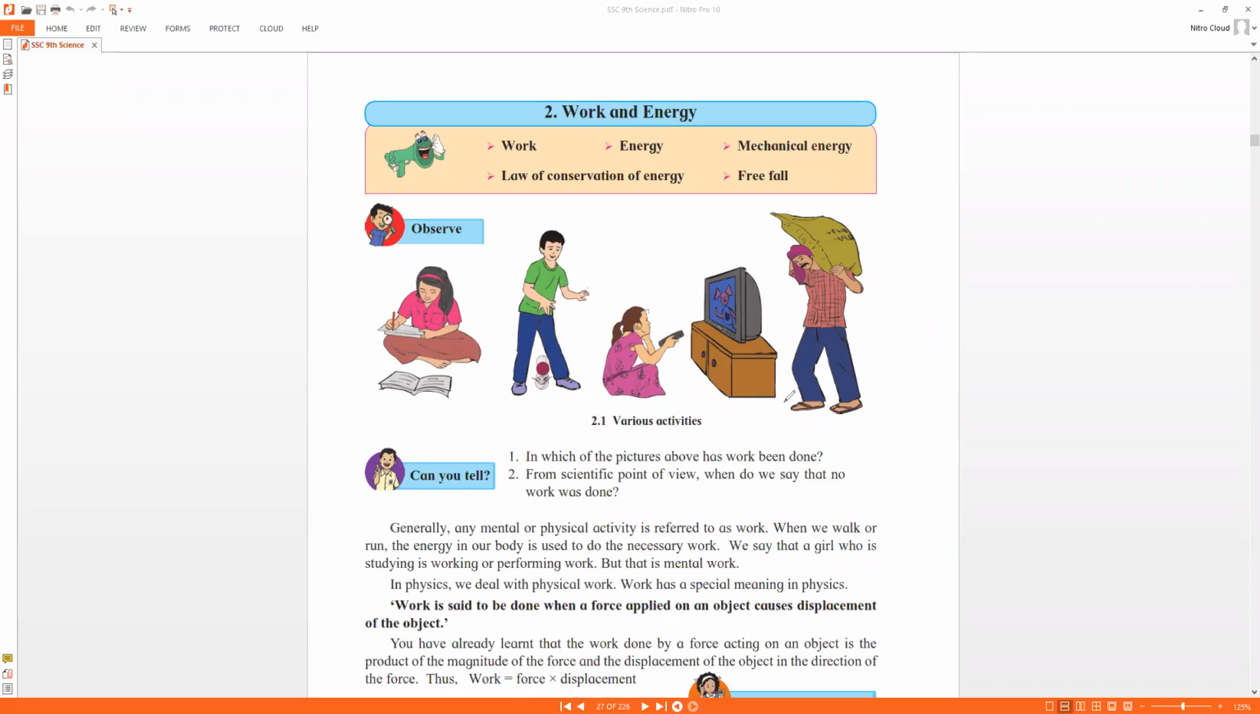Energy also is a scalar quantity, but energy and work, although they have the same unit, SI unit is joule and CGS unit is erg, but they are not the same physical quantities. Their SI units and CGS units are the same, but they are two different physical quantities. In the sense, energy is the capacity to do work or ability to do work. I'll give you some more examples as we go on, but this is the primary difference between work and energy. Work is the displacement of an object if the force is applied on it in the direction of force, whereas energy is the capacity to do work.